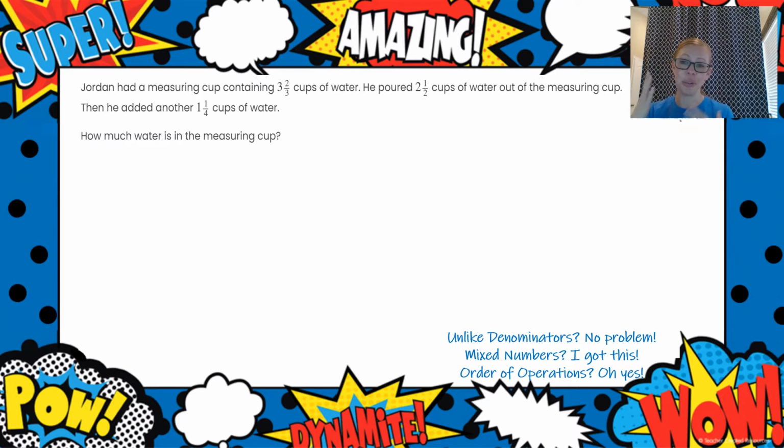The first thing I like to do in these types of problems is visualize what is happening here. What operation are we working with? It's not a measuring cup, but I've got my water and dropped my straw here. So I would just visualize, all right, if I had 3 2/3 cups of water in my cup, he poured out 2½ cups. All right, so that's like subtracting. I'm getting rid of some. Then he added more back in.